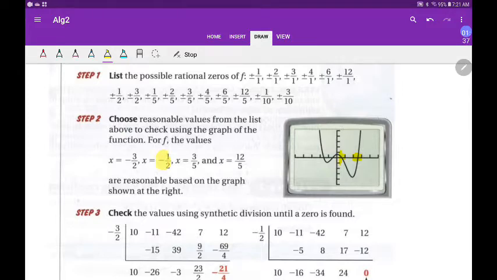Oh, no. I must not be reading the graph right. How are they setting this up? Let me look at this. They say negative 1.5. Okay, I could see that. And negative half, okay, I see that. And then 3/5. Okay, that's a good possibility.